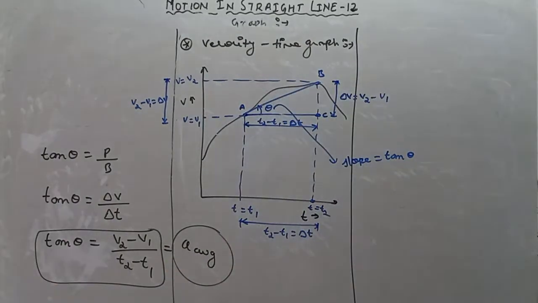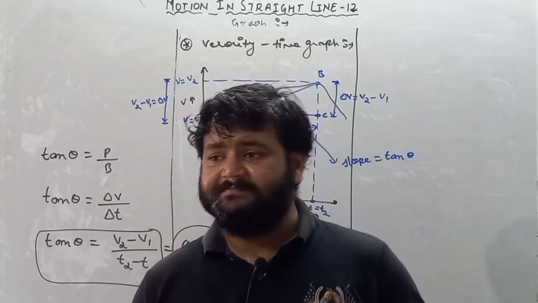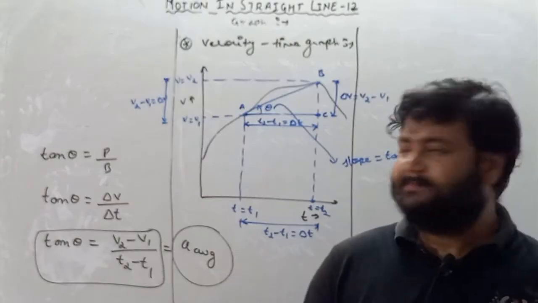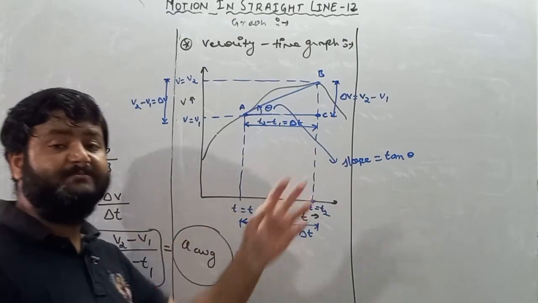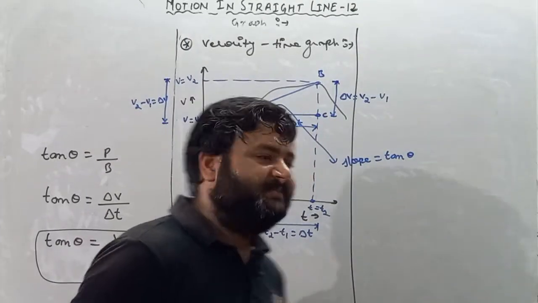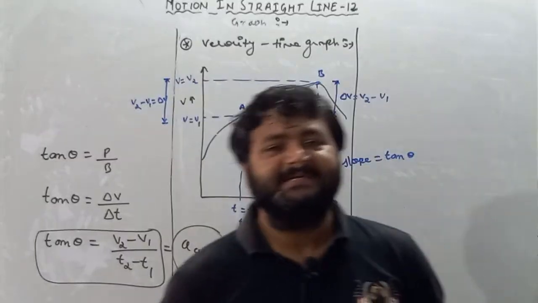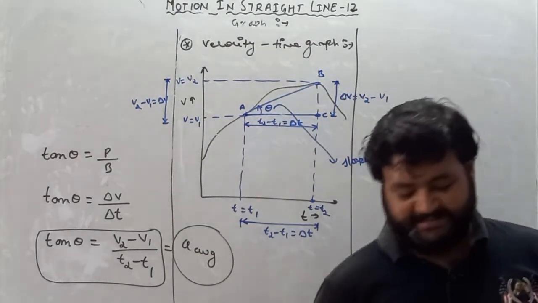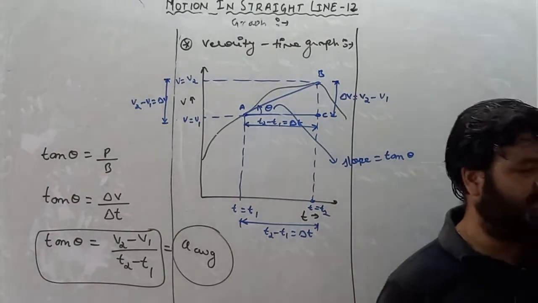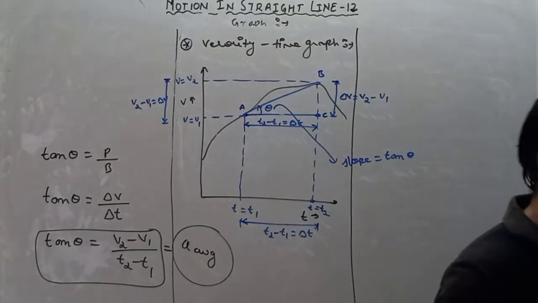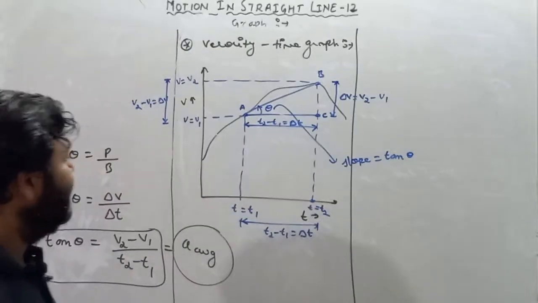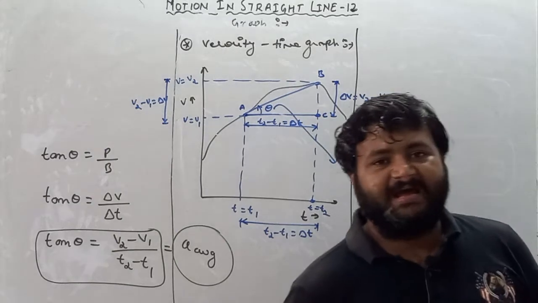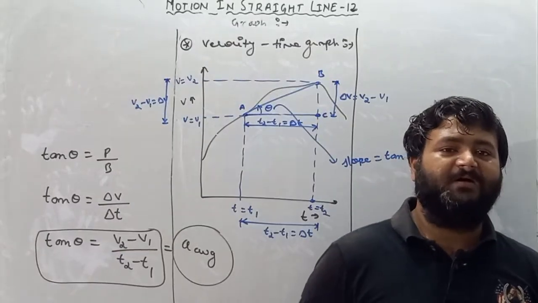So write down in the form of a note, my dear students: if we find the slope in terms of tan theta under a velocity-time graph, then that slope in terms of tan theta can give the value of average acceleration.